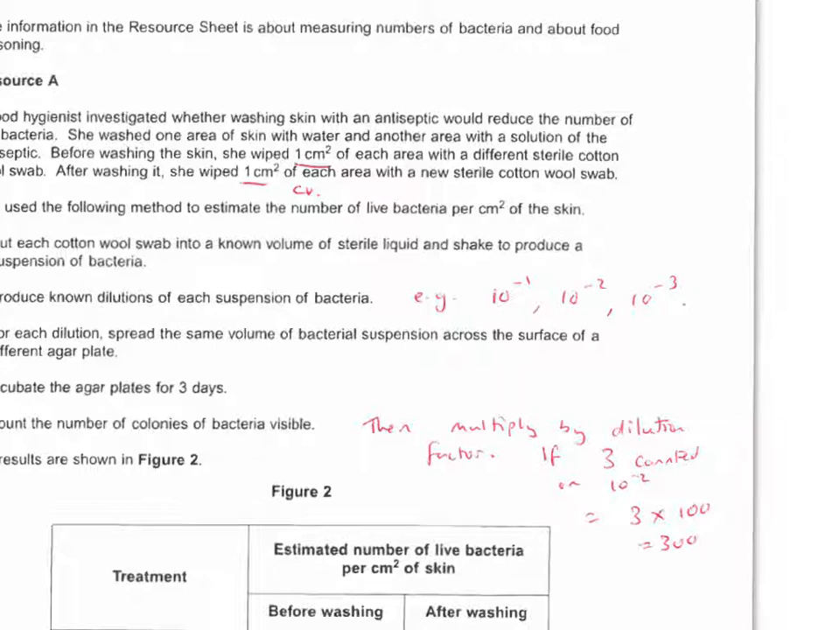In which case, because it's a small enough number to count, 3 colonies counted, you times it by the dilution factor. In this case, 10 to the minus 2, it's been diluted by 100 times. So 3 times 100 means there'd be 300 colonies per centimetre cubed, or per millilitre of water, in the original bacterial broth.